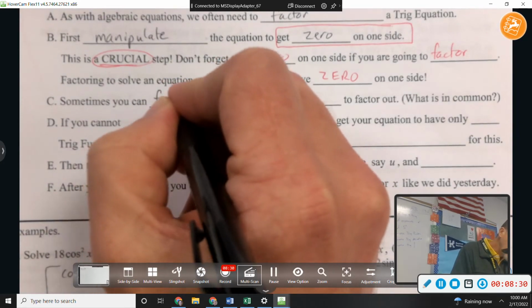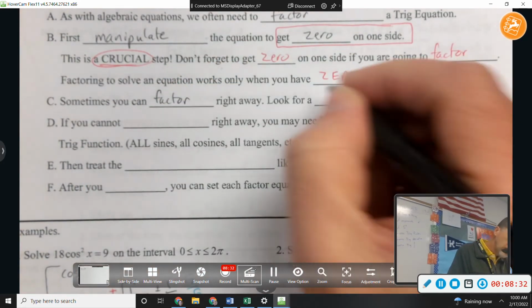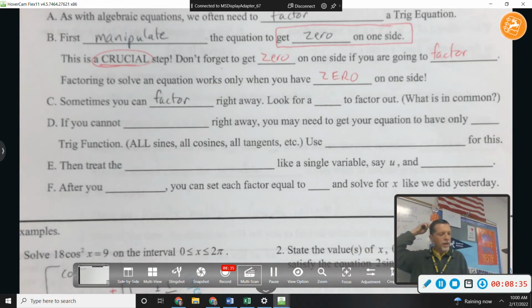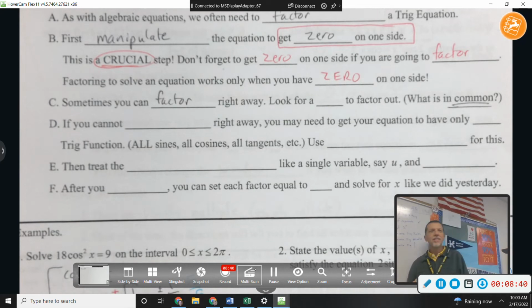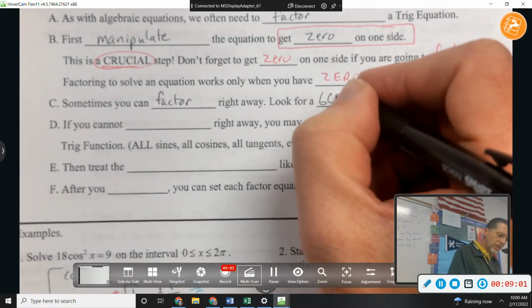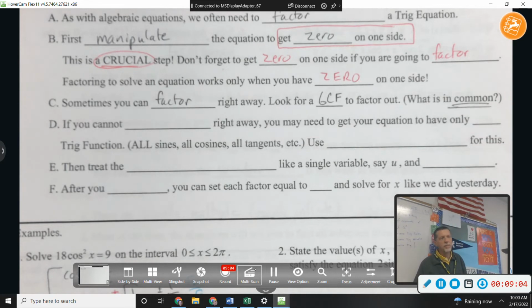Sometimes you can factor right away. Look for a blank to factor out what is in common. What's the first type of factoring we're supposed to look for? It's not always there, and it's why we don't always look for it, but it was in one of the warm-ups. GCF. Look for a greatest common factor. It's not always there, but it makes life easier if it is.